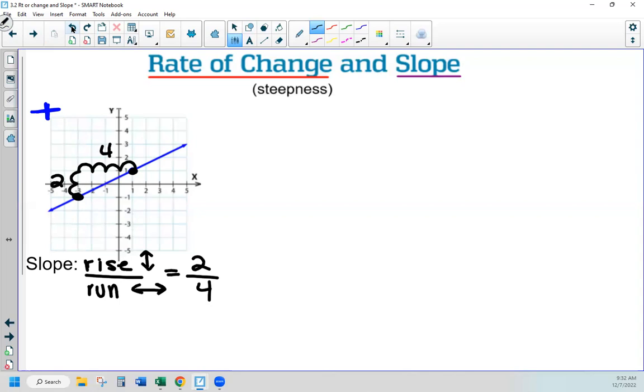Whenever we go up, that's positive. Whenever we go to the right, that's positive. If we go down, it would be negative, because look at your numbers when you go down, your Y numbers. And when we go left, it would be negative with those numbers, because look at your X numbers. Your X numbers are negative. So this is 2 over 4, which we know to be 1/2.